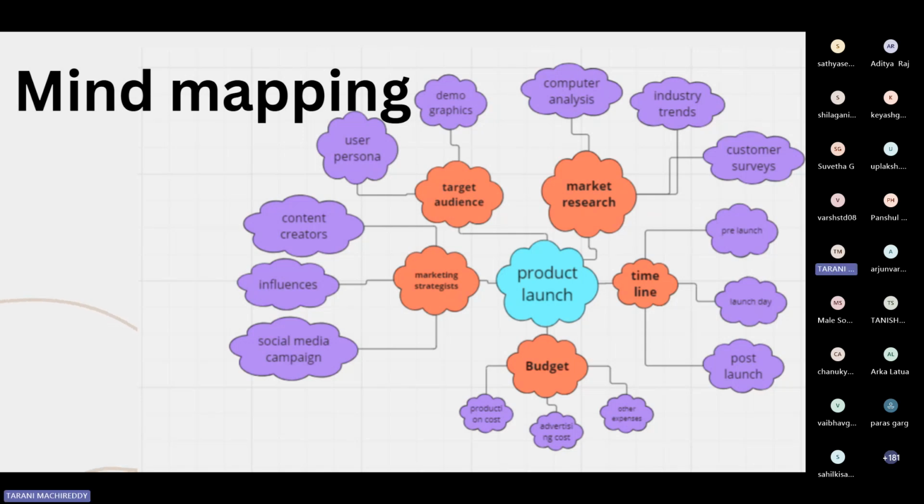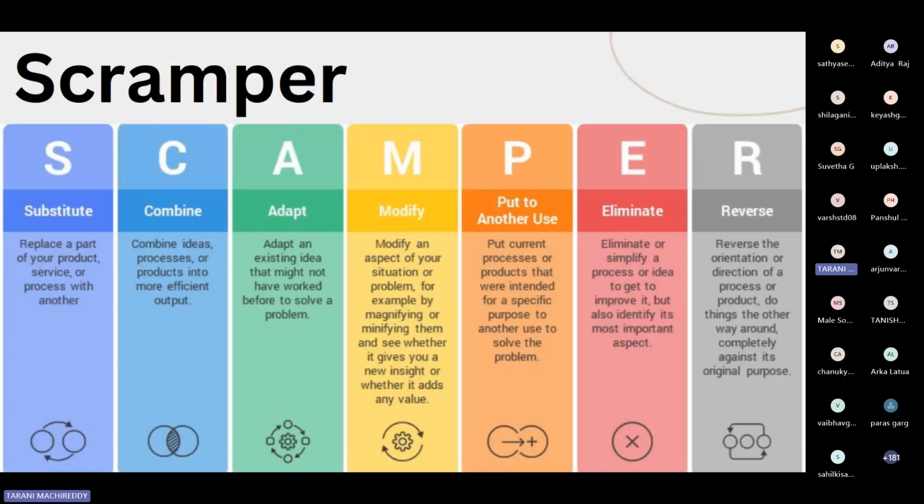I'm not giving any example for this. We'll move to SCAMPER. SCAMPER is also an ideation technique, used mostly, and the name itself can tell a lot. In the name SCAMPER, S stands for substitute, and C stands for combine. Okay, let me explain this.